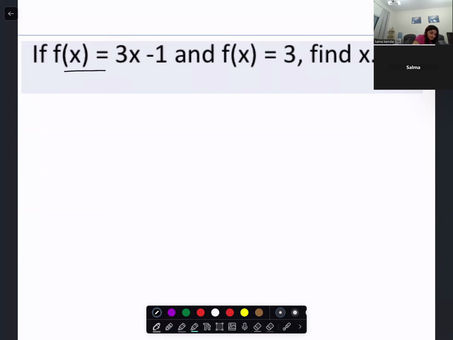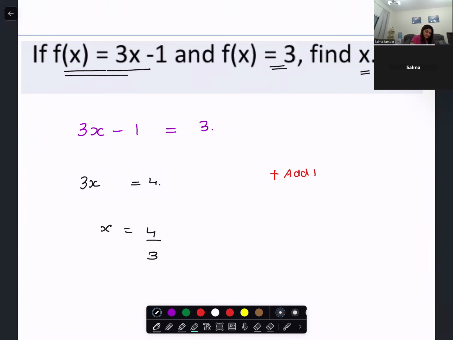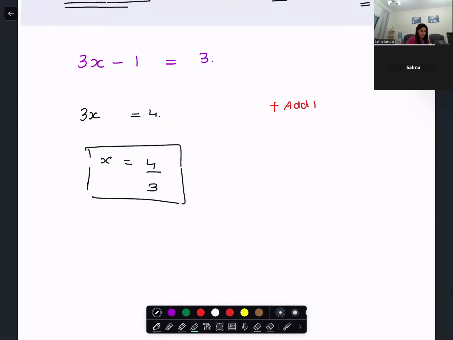This is your function, and the value of the function is 3. Find x. If the value of your function is 3, you just put your function equal to 3, and then you just solve normally. I'm going to add 1. So you have 3x equal to 4. And then you will get x is equal to 4 by 3. You have found the value of x.